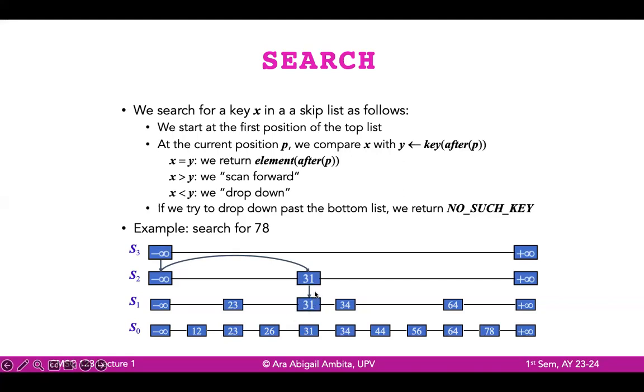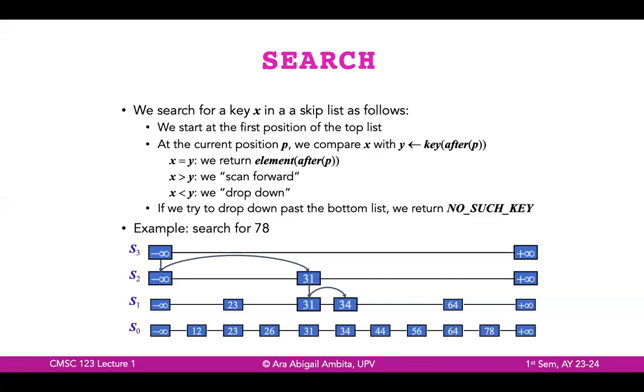Now P is here, and we compare key 78 again with the element after the position where we are, which is 34. So we compare 78 with 34. 78 is greater than 34. Since x is greater than y, we scan forward. It means that we go right. Now this is the position where we are, at 34.